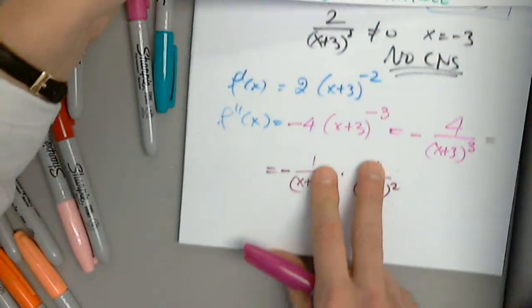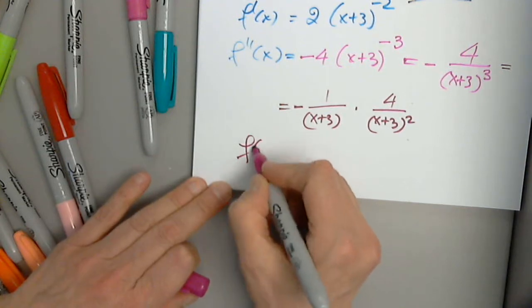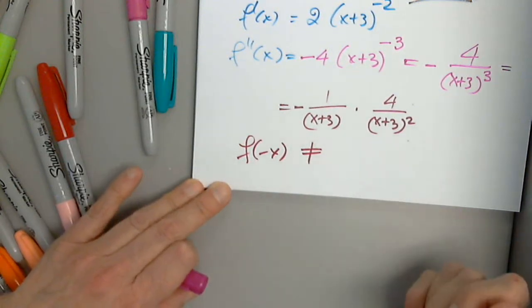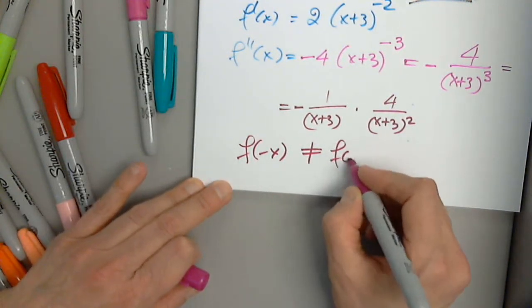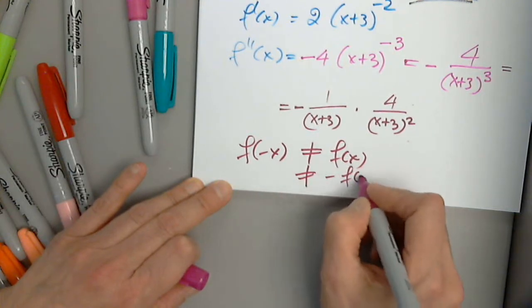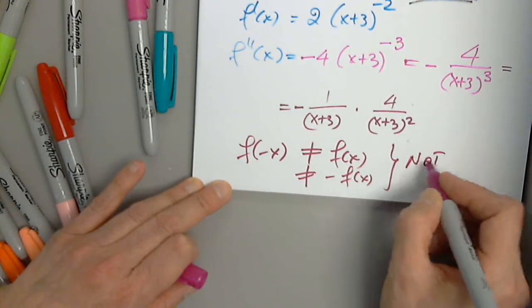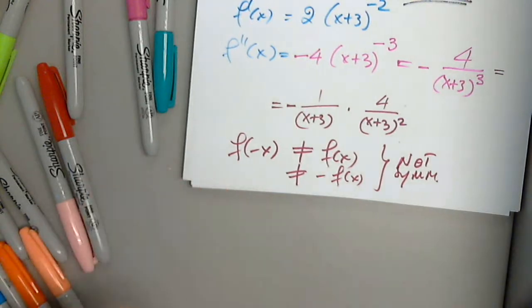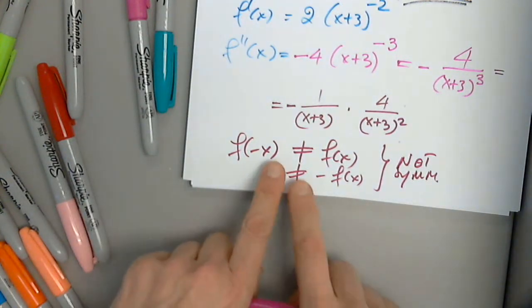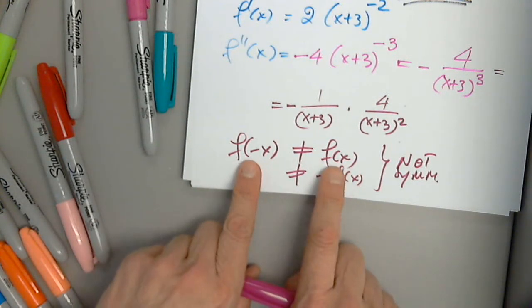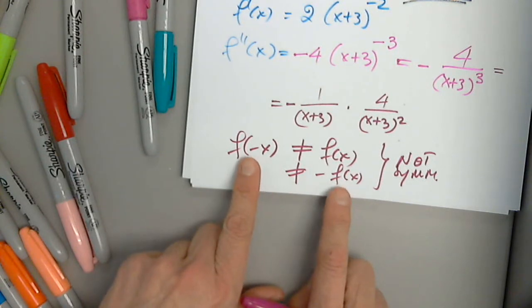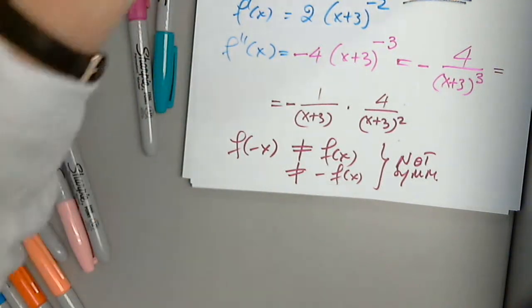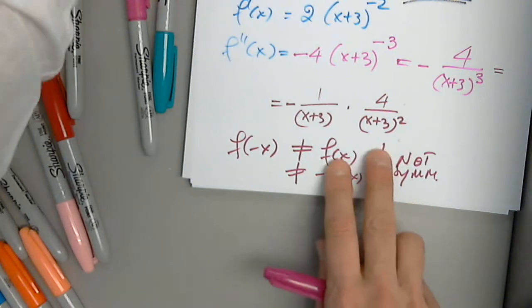We should write symmetry also. So f of negative x definitely will not equal f of x, and it will not equal negative f of x. Not symmetric. This would be an even function symmetric with respect to the y-axis, and this would be an odd function symmetric with respect to the origin. But there is no situation like that here.